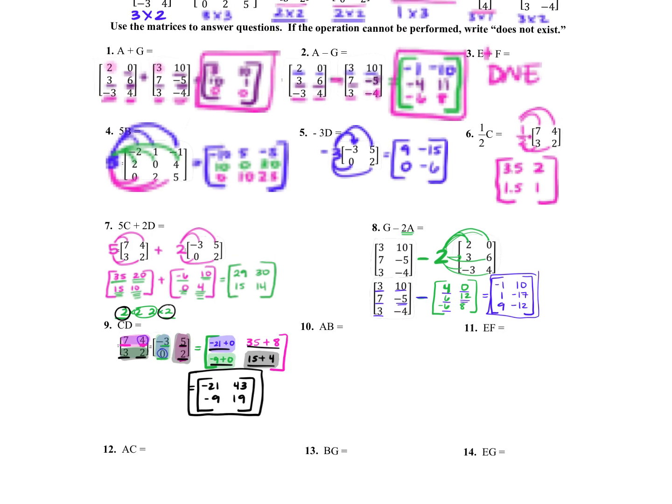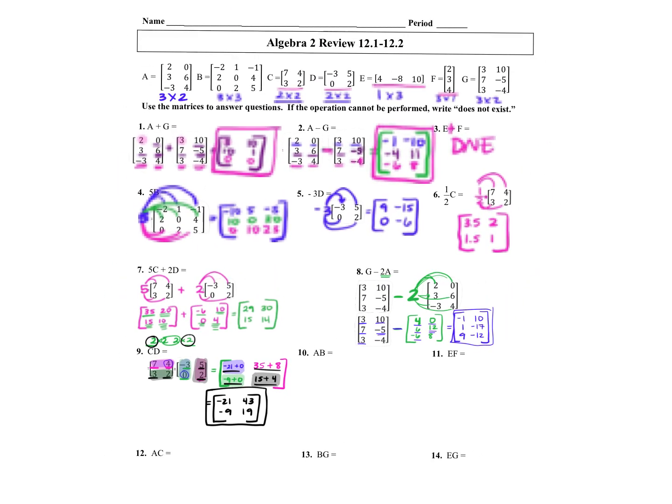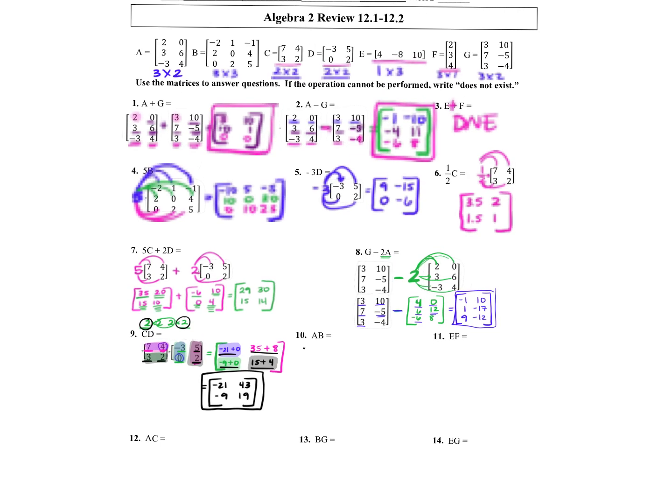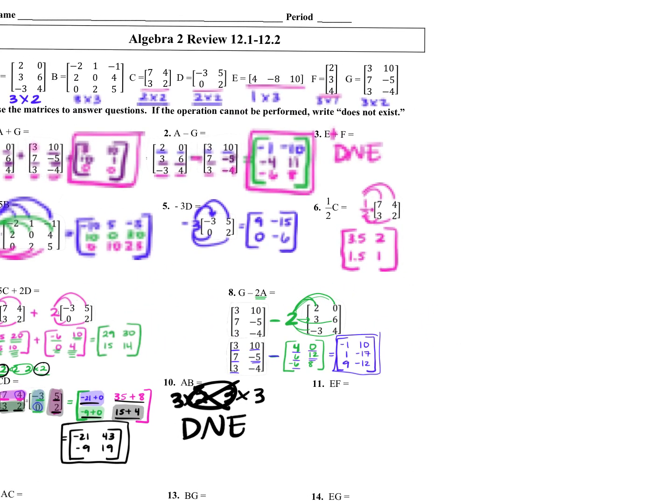All right, number 10 is A times B. So this is a 3 by 2 times a 3 by 3. And those middle numbers are different, which means this does not exist. You cannot do it if your middle two numbers are not the same dimension.